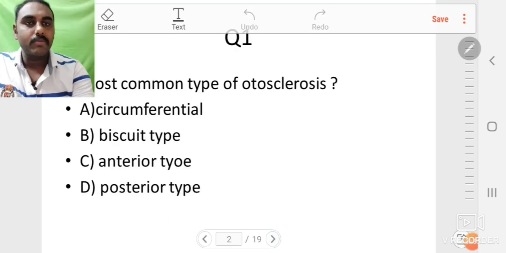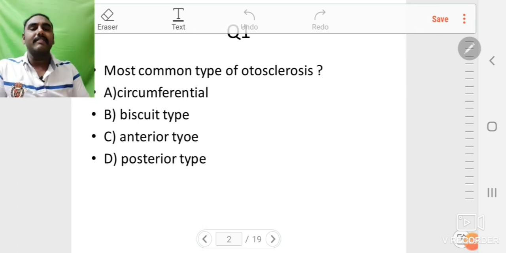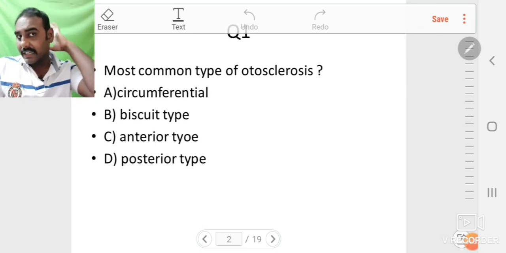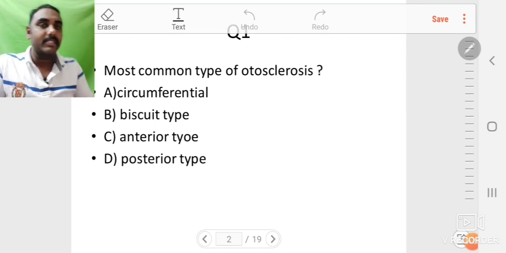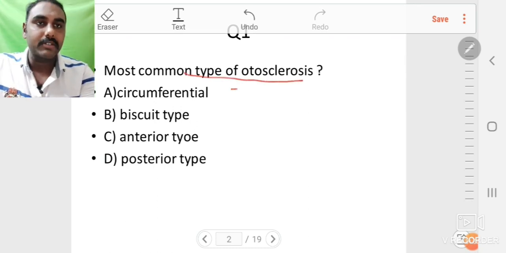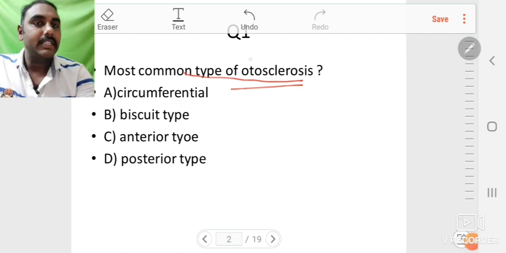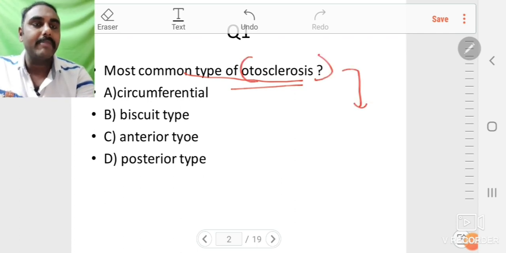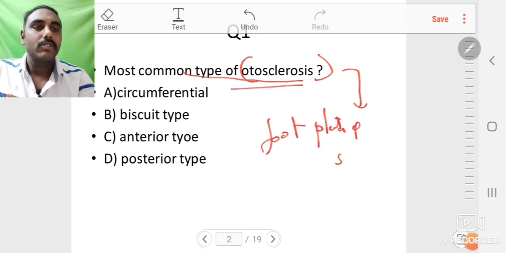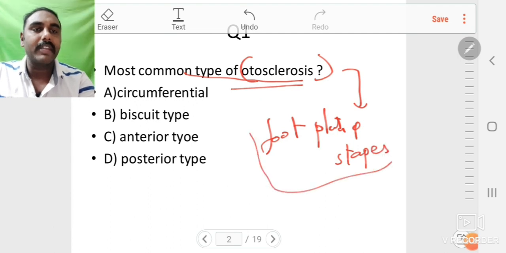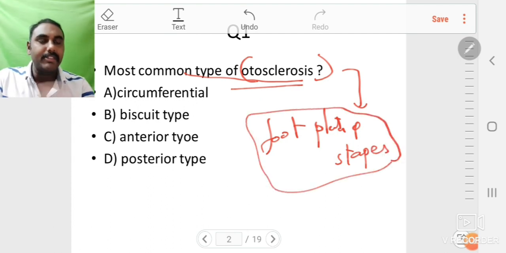The first one: the most common type of otosclerosis, a very easy one, and a repeated one that was asked not in JIPMER but in other papers. This question was on the types of otosclerosis, which depend on the footplate of the stapes. So we want to know what the types of otosclerosis are.